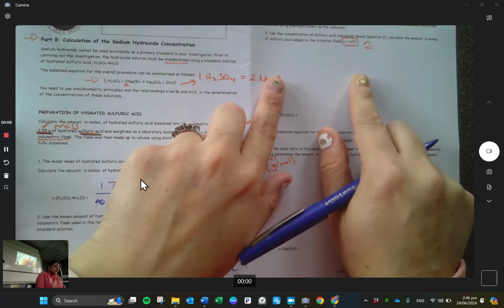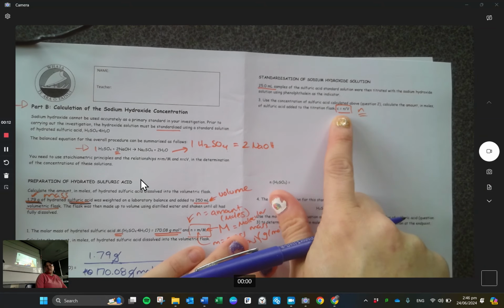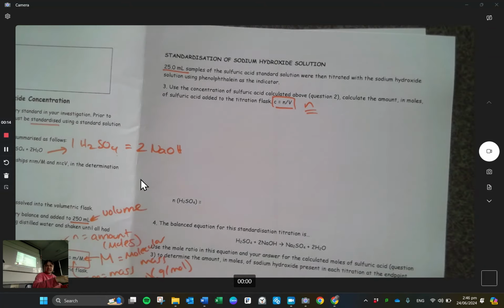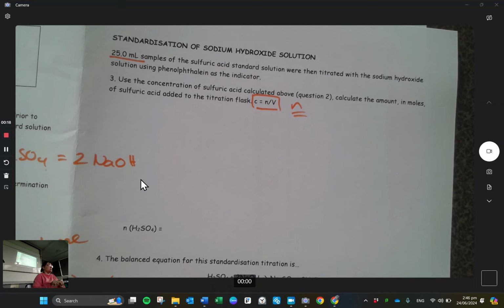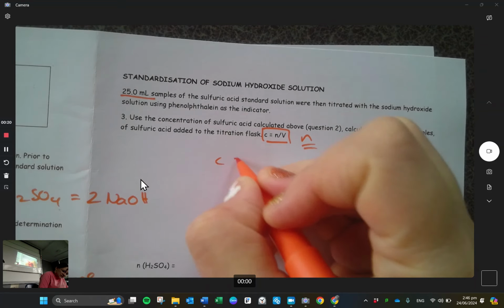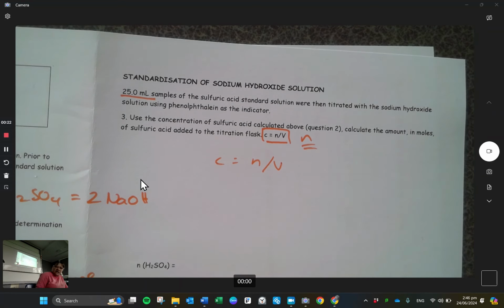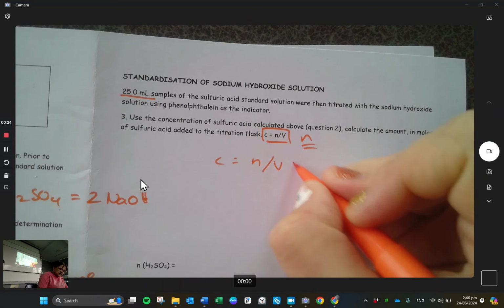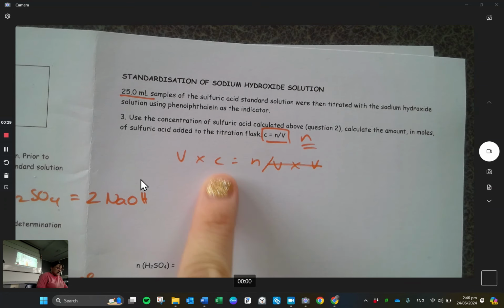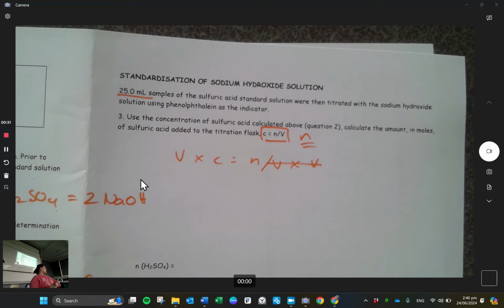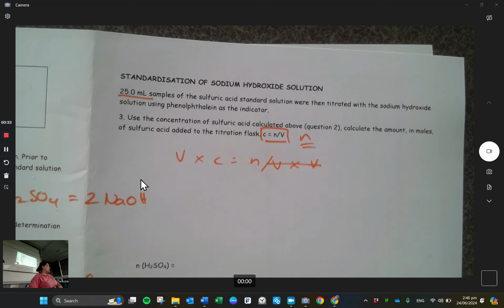All right, so for this equation here, we need to rearrange this so that it is now set equal to n. The way I do that, if you are not algebra inclined, is c equals n divided by v. In order to get rid of v, I would then times it by v on both sides. The v's cancel out, and I get n equals concentration times v. So I hope you got that. If you don't, then you need to work on your algebra.